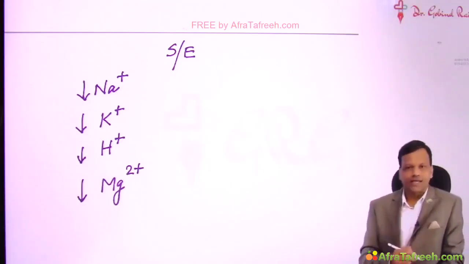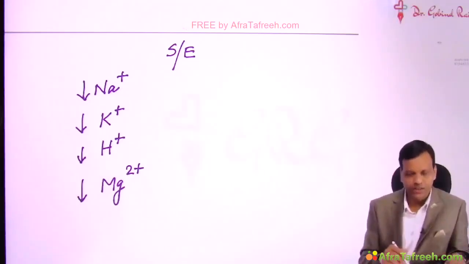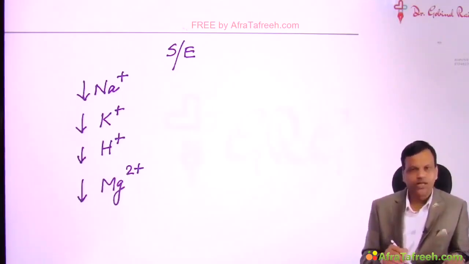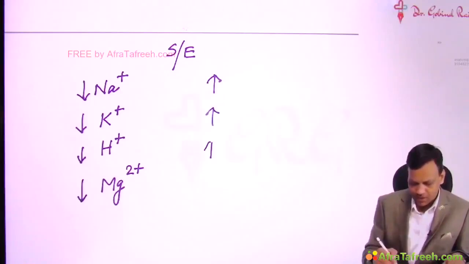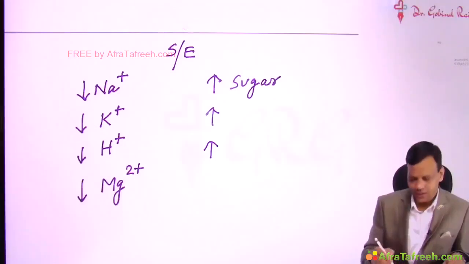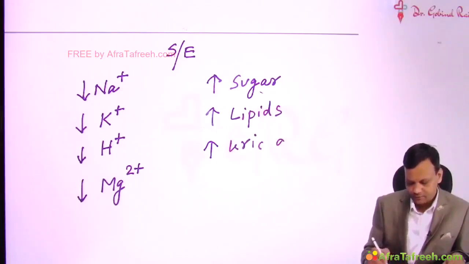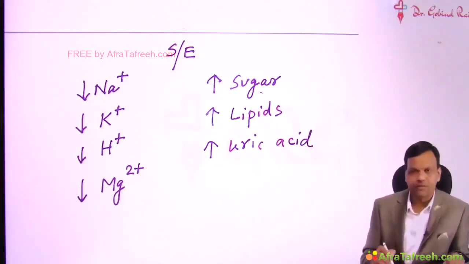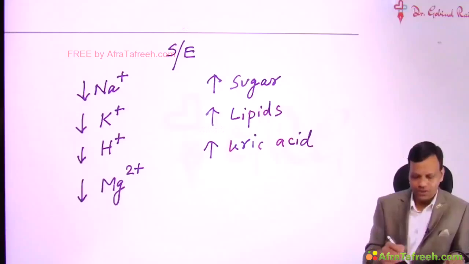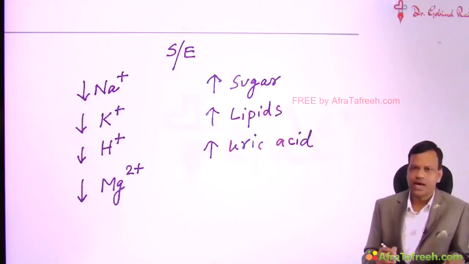So both loop diuretics and thiazides can result in hyponatremia, hypokalemia, metabolic alkalosis and hypomagnesemia. Similarly, both of them cause increases in metabolic substances, like increase in blood sugar, increase in serum lipids, increase in uric acid. So both loop diuretics and thiazides can result in hyperglycemia, hyperlipidemia and hyperuricemia. These are the common side effects of both loop diuretics and thiazides.